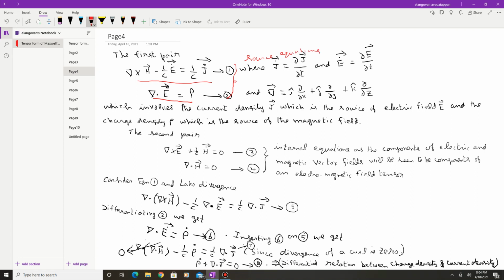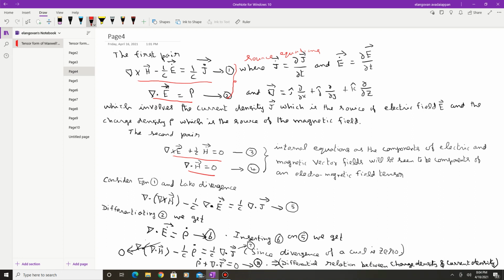Because J is the current, which is the source for the electric field, and the charge density is the source for the magnetic field. So equations 1 and 2 are called the source equations. The other two equations we call the second pair: curl E plus 1 by C H dot is equal to 0, which is equation 3, and divergence of H is equal to 0, which is 4.